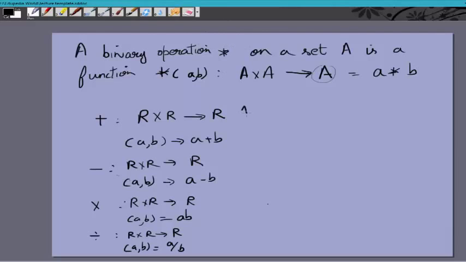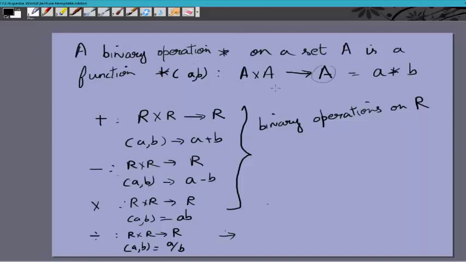Now, the first three are binary operations on R. That means on the set of real numbers. That means you add two real numbers, you'll get a real number. You multiply two real numbers, you'll get a real number. You subtract two real numbers, you'll get a real number. But division has a problem when B becomes 0. Then A by B is not defined. So it will not be a function.